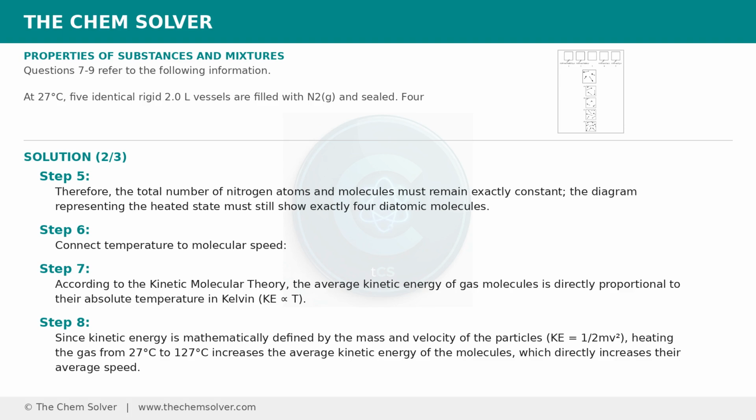Connect temperature to molecular speed. According to the kinetic molecular theory, the average kinetic energy of gas molecules is directly proportional to their absolute temperature in Kelvin. KE is proportional to T. Since kinetic energy is mathematically defined by the mass and velocity of the particles, KE equals 1/2 mv to the power 2. Heating the gas from 27 degrees Celsius to 127 degrees Celsius increases the average kinetic energy of the molecules, which directly increases their average speed.